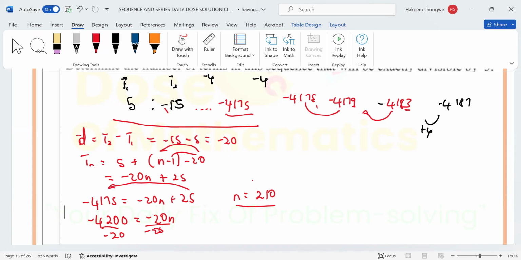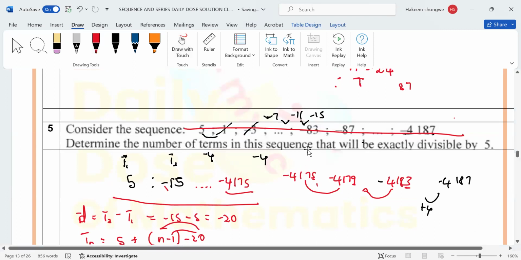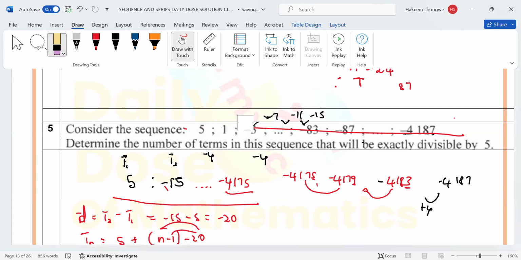So try this then, to show that you really understood what I was saying. Give me the number of terms that are divisible by 3 here. Only the ones that are divisible by 3. I don't want all of them. I want the ones which are divisible by 3.